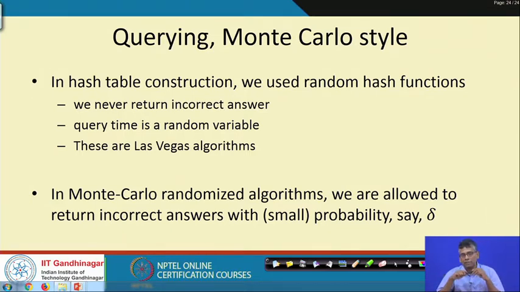The other style of randomized algorithms, which is what we will look at now, is known as a Monte Carlo randomized algorithm. In Monte Carlo randomized algorithms, we are allowed to return incorrect answers with a small probability, and this probability, let's call it delta, is something that the user will typically define for you. The user will give you a small target error probability delta, and you are allowed to return incorrect answers with this probability delta, and you have to choose the parameters of your algorithm so as to hit this target.